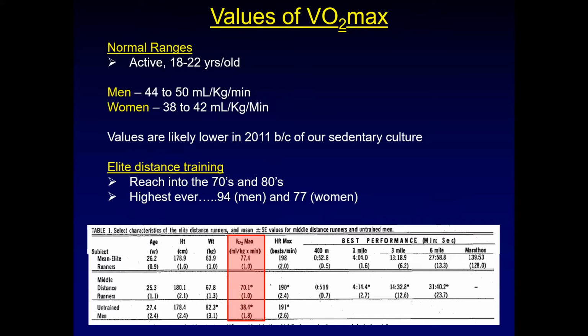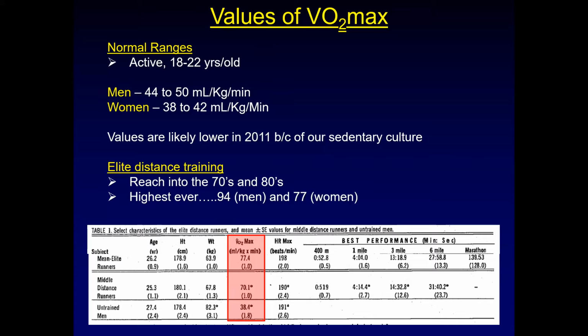Here are some values, quickly: average values in somewhat active college-age students, young undergraduates. The men are going to be in the mid-40s to about 50. To be really honest, these days, given the sedentary nature of things, it's probably 40 to mid-40s. Women are going to be right around 40, probably now 35 to about 40 in all of these. Remember, I put here 'very much lower in 2011' because of our sedentary culture. I need to update this to 2021. That tells you how old this slide is.